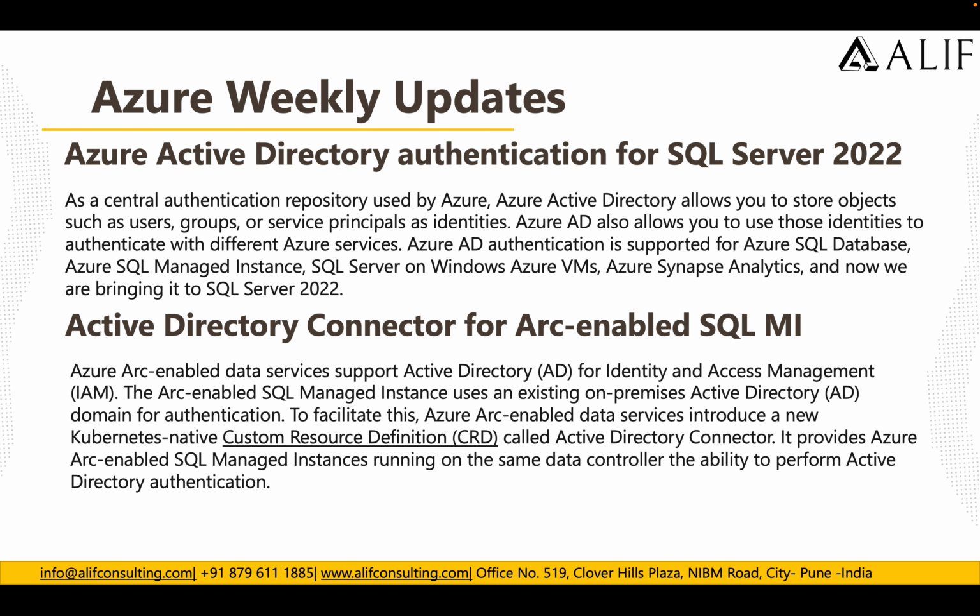So the first update which we have is for SQL Server 2022. As we know, the centralized authentication repository used by Azure Active Directory allows you to store objects such as user groups and service principals as an identity. And Azure AD also allows us to use these identities to authenticate with different services, right? In the same way, now we have the capability to bring this to SQL Server 2022 on the VM.